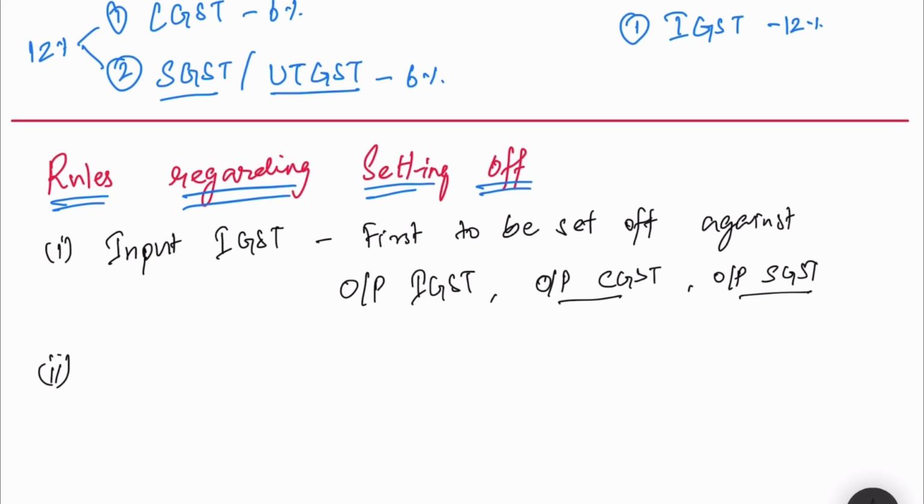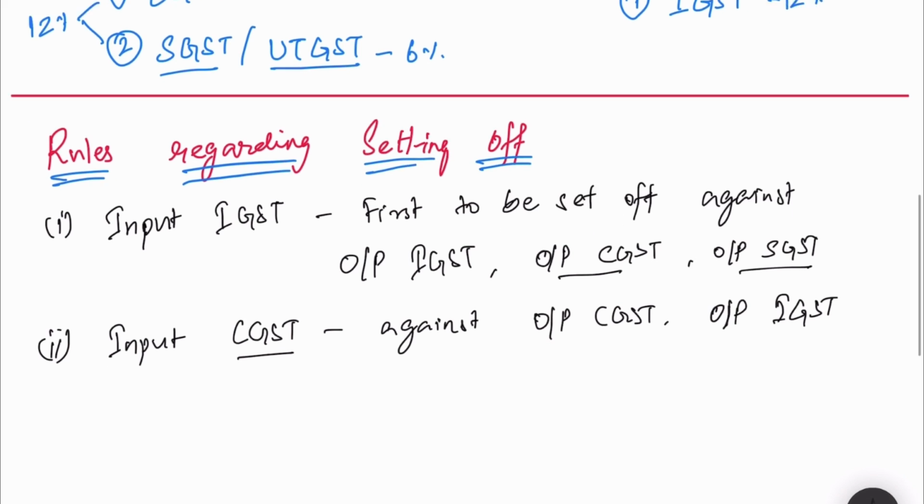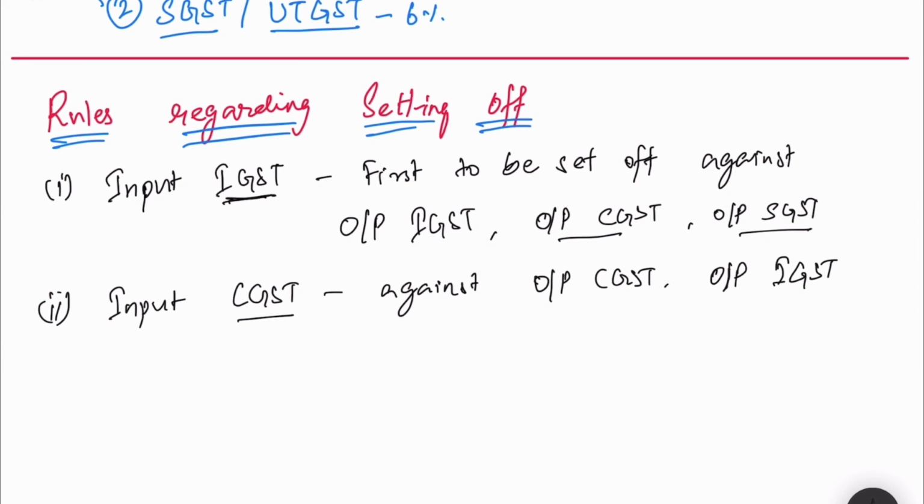After that, you have to set off this input CGST against output CGST first. If output CGST is not sufficient, you can use output IGST if output IGST has excess balance in it. But to set off input CGST, you cannot use output SGST. That is the rule. But to set off input IGST, you can use output IGST, you can use output CGST, you can also use output SGST. But for CGST, you have to use its output or IGST output. IGST is common for all.